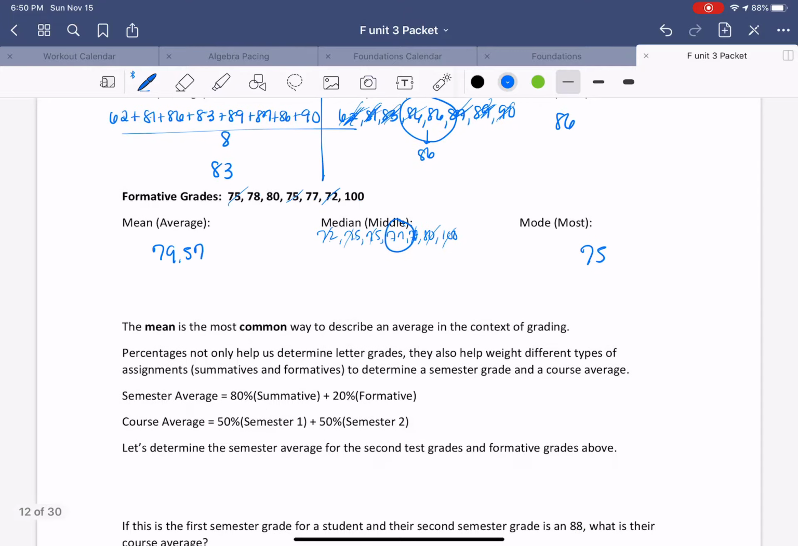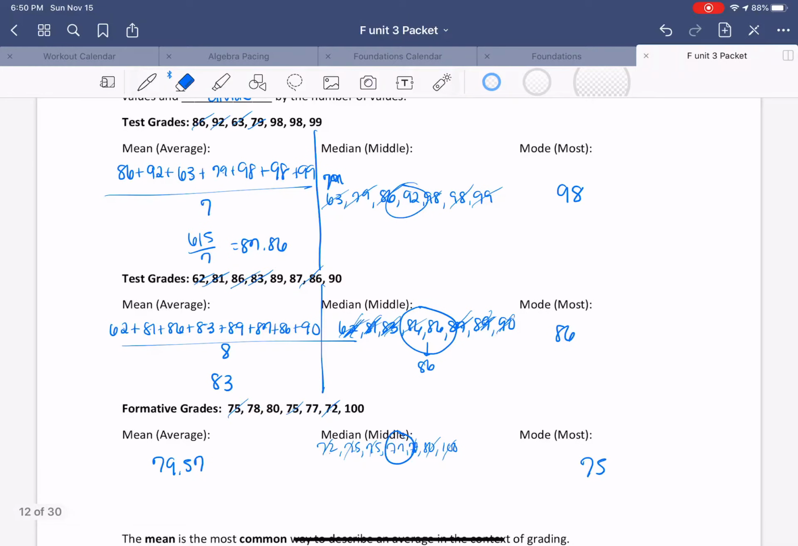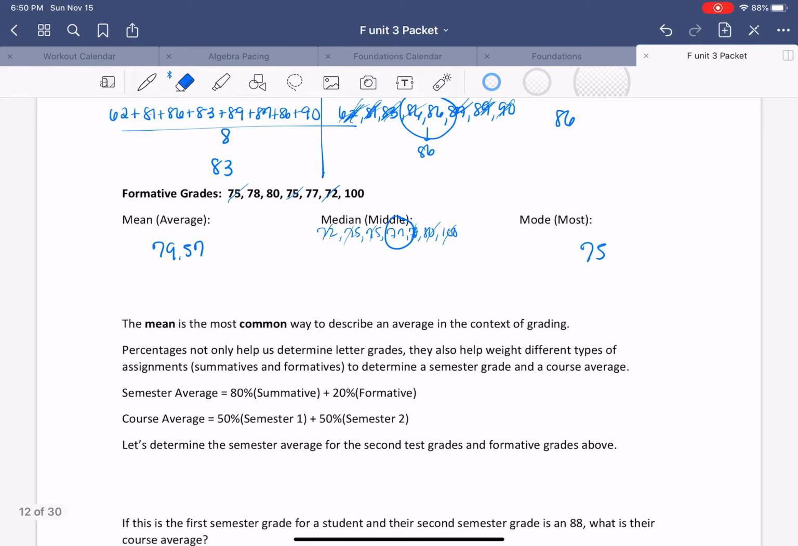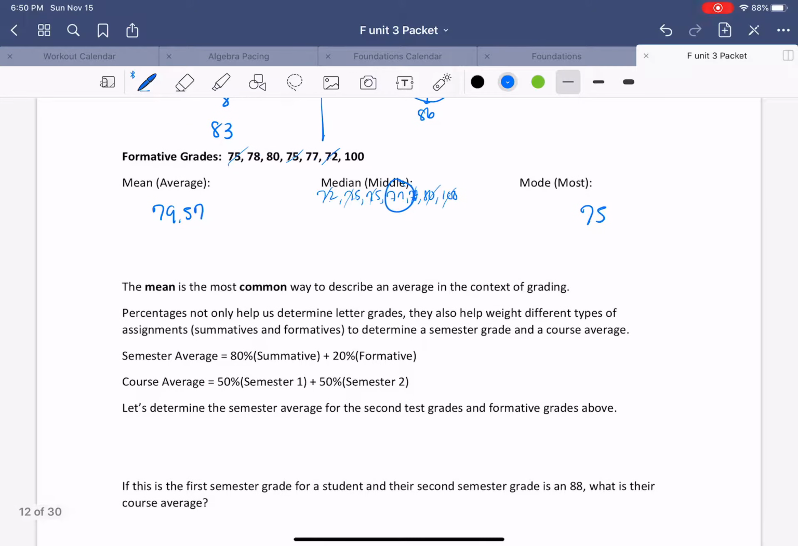So the mean is the most common way to describe an average in the context of grading. A lot of times we use the mean, but something to think about is how much higher, much lower numbers affect the mean, and is there a more accurate way to measure what someone would typically get? So when we're doing grades, though, certain types of assignments have more weight than another. For example, if you take a test, that is more weighted than a quiz. Like, it's worth more. We use this semester average.